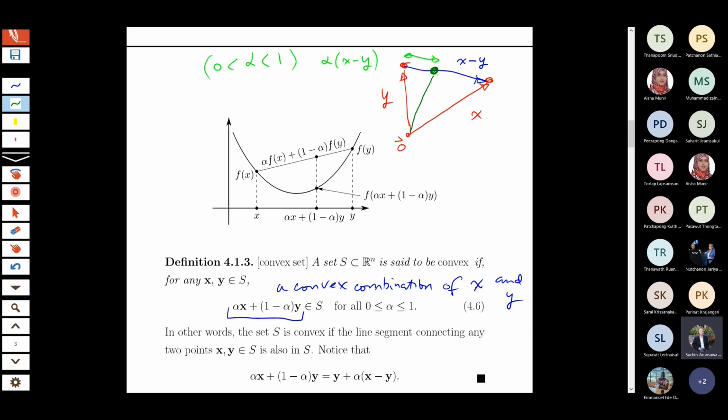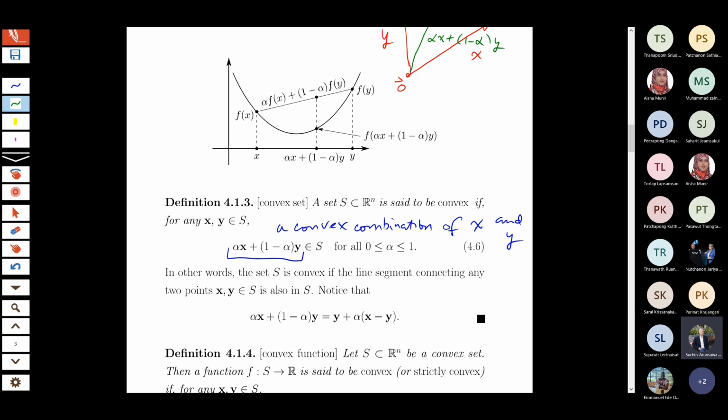So the green vector here is equal to alpha x plus y minus alpha y. Now from this figure, you can see that alpha x plus (1 minus alpha) y, which is called a convex combination of x and y, is a point lying on the straight line connecting the points x and y. That's the meaning of this.